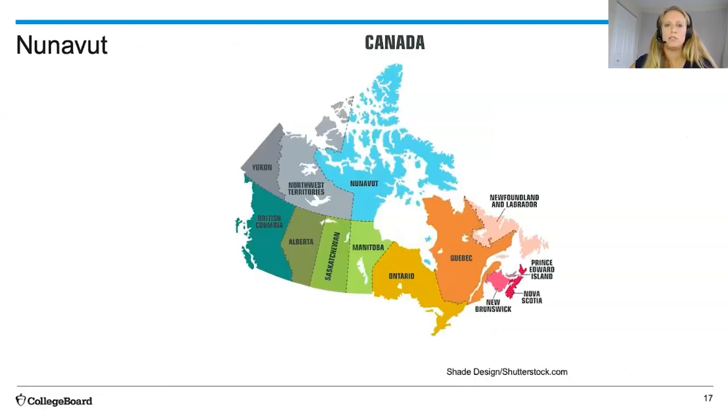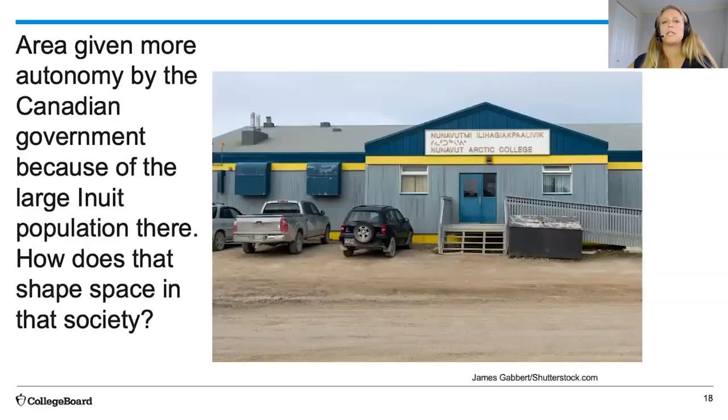Let's look at one more indigenous group example. So there's an area in Canada, this light blue area on the map called Nunavut. And this area is very interesting because the Canadian government recently, in 1999, gave this area more autonomy, and that was due to the large Inuit population there. So how does this shape space in the society? This has actually been able to grow the Inuit population. They feel honored and protected by their government. They've been able to do school in their traditional language of Inuktitut, and they've been able to feel like they have a place.